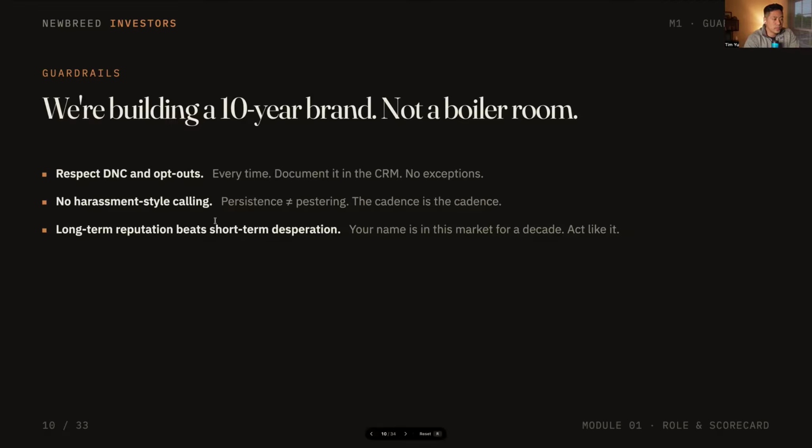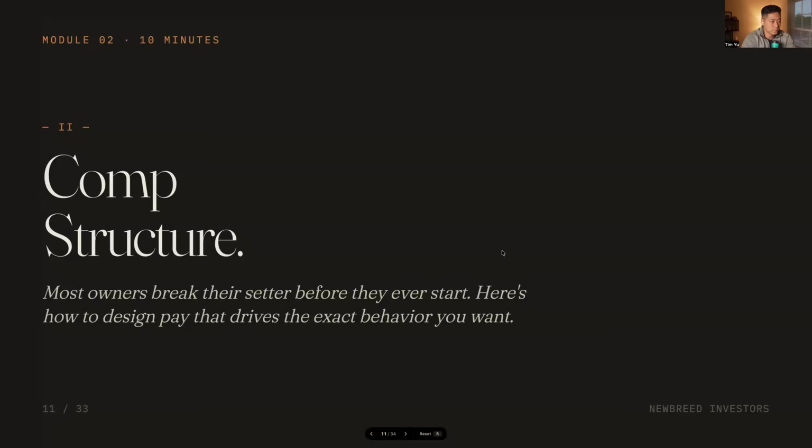So long-term reputation beats the short-term desperation. That's the name of the game. The name of the game is to market for a decade, right? Not to market for a couple months. And you want to act like that as a business owner.